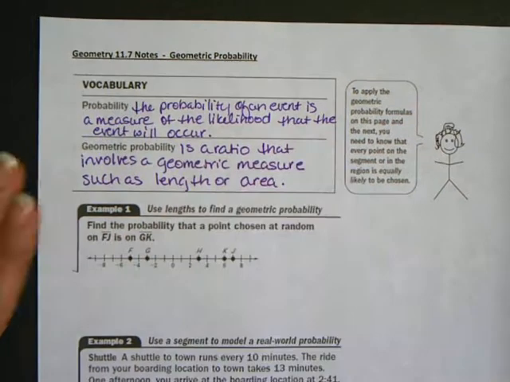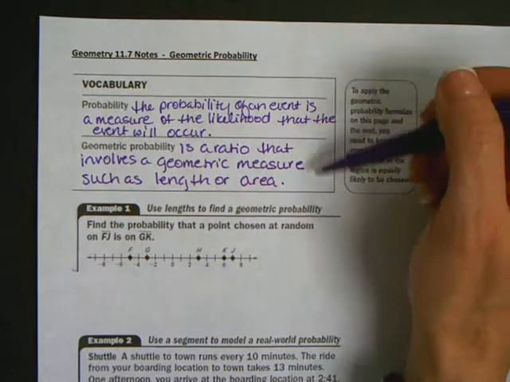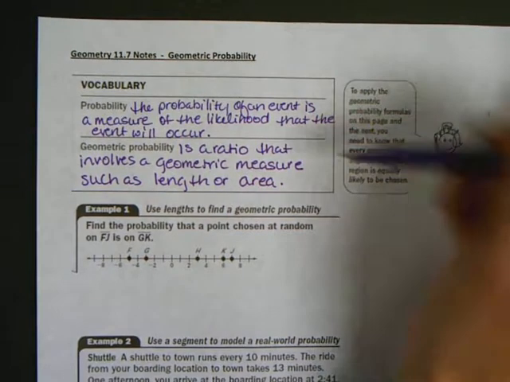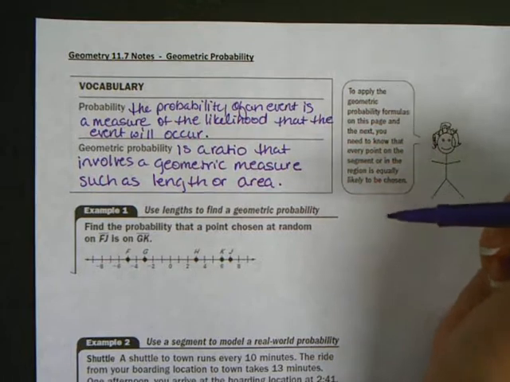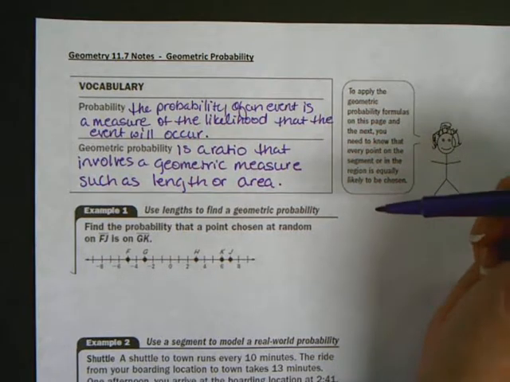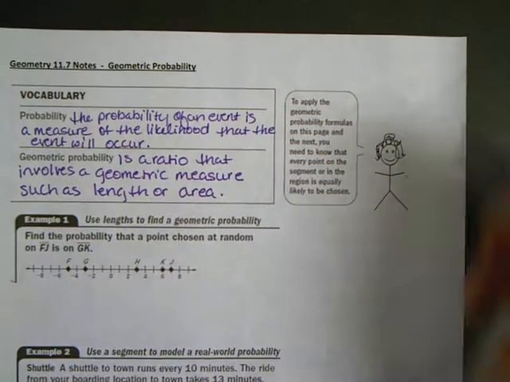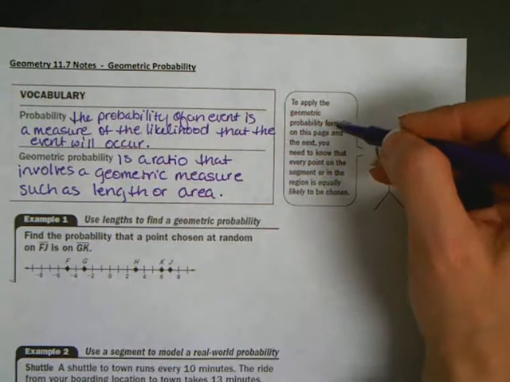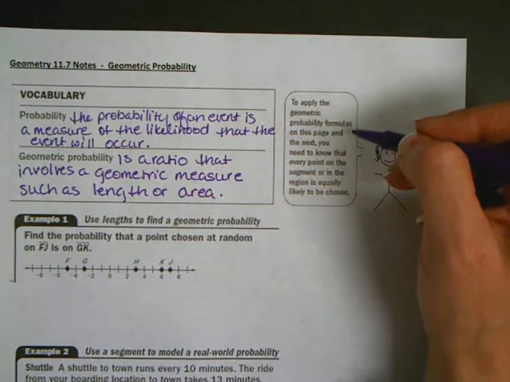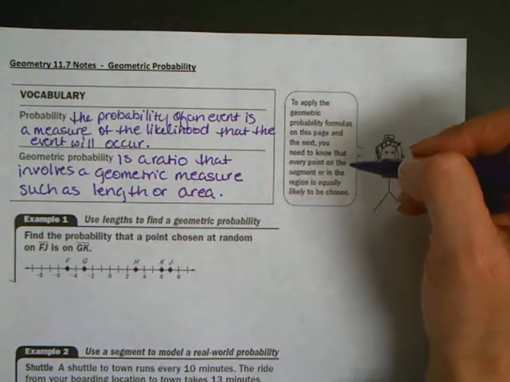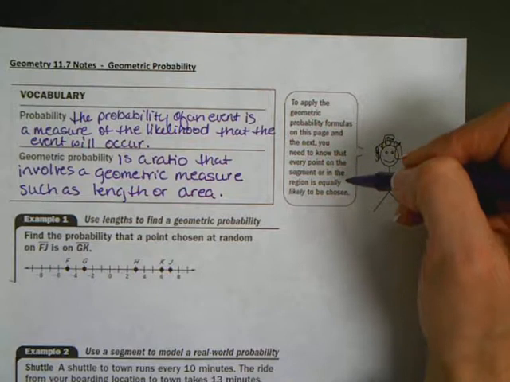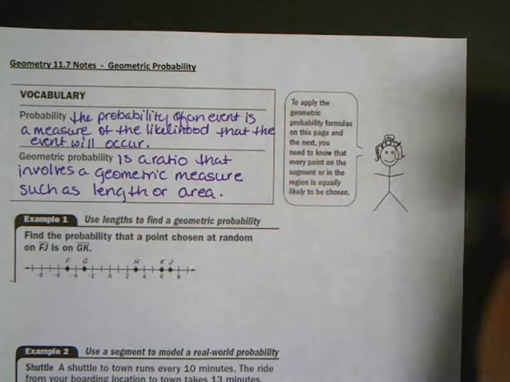All right, now, my little person over here that I created, I'm very proud of them. It says to apply the geometric probability formulas, you will need to know that every point on the segment or in the region is equally likely to be chosen. It's just like throwing a dart at a board. Every part of that dart board is just as likely to get hit by the dart as any other part.